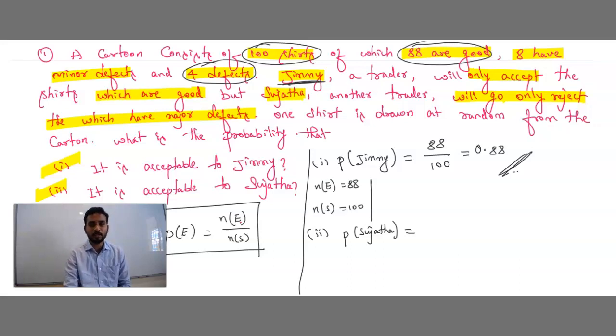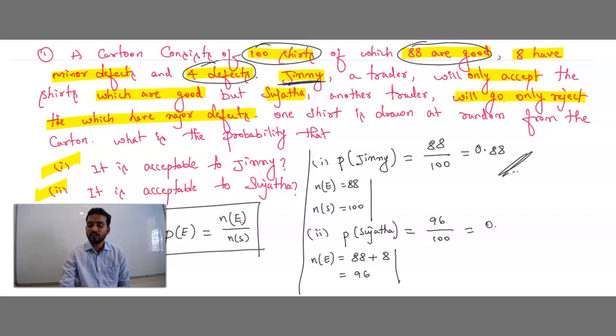That is understandable. 2 types of defects are here, right? So totally how many shirts does she accept? That is N of E. How many is she going to accept? Already 88 are good plus 8. Except major defects, the rest all she is taking, right? So that is 88 plus 8. How much is 88 plus 8? That is 96. She is going to take 96 out of 100.